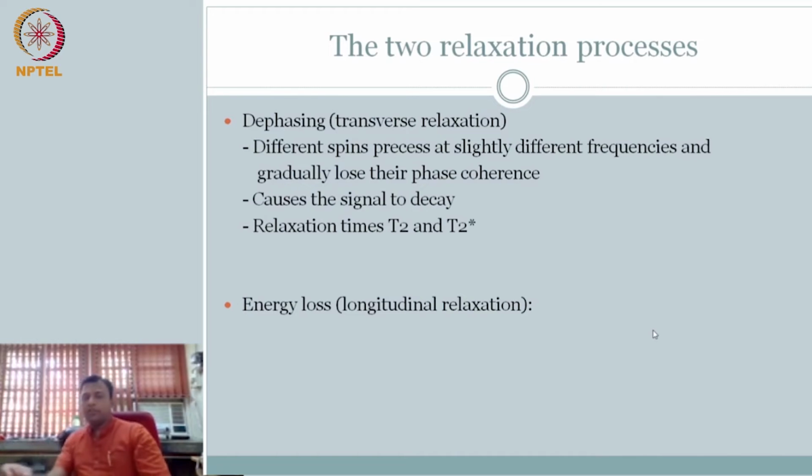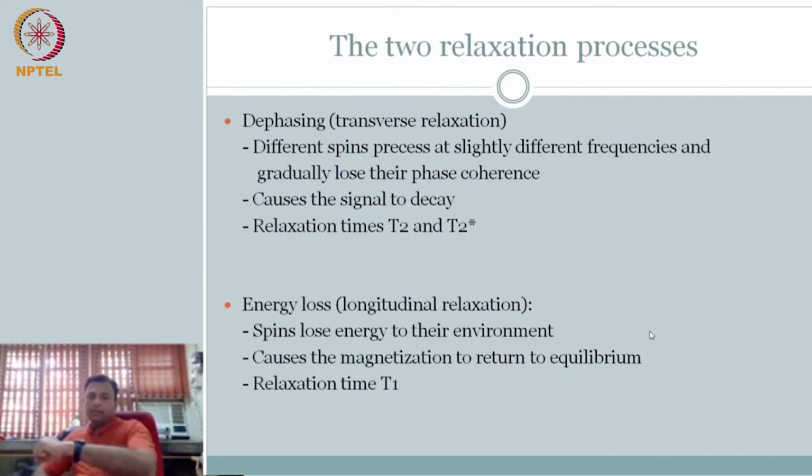There are two phenomena. We'll label them T2 and T2 star. The other one is that the spin loses its energy to its environment, and then the Z component comes back up. This relaxation time we will call the T1 time. That is, after you switch off the excitation, how long does it take for Mz to build up and come back to the equilibrium value? The time constant we will call T1. So we'll have to strictly define these T1, T2, and T2 star.